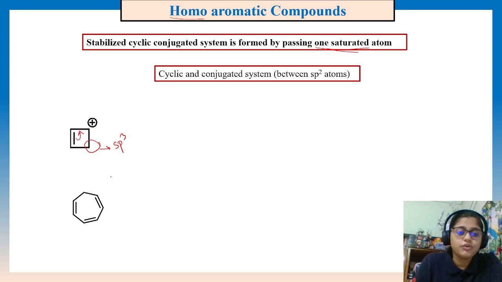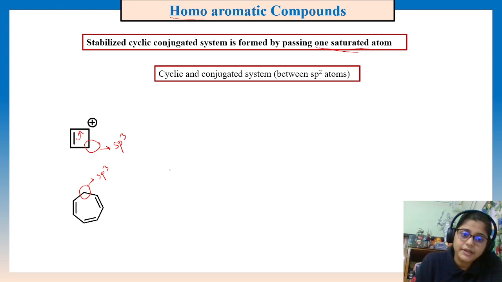Okay, here is another example. So 1, 2, 3, 4, 5, 6, 6 pi electrons. You will say it will be aromatic, 6 pi electrons. No. Why? It is not fully conjugated. Here there is no positive or negative charge, anything. So it is an sp3 carbon. How can it participate in conjugation? It will not, right? So a stabilized cyclic conjugated system passing by one sp3 saturated atom, not unsaturated, so it will not be a part of conjugation.